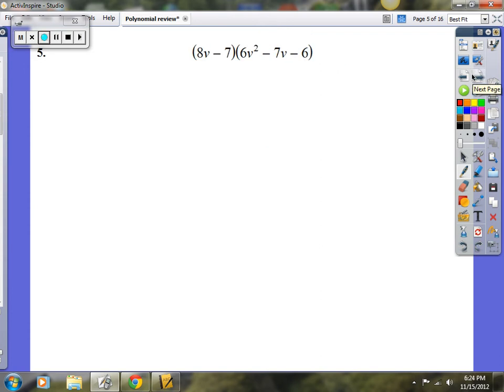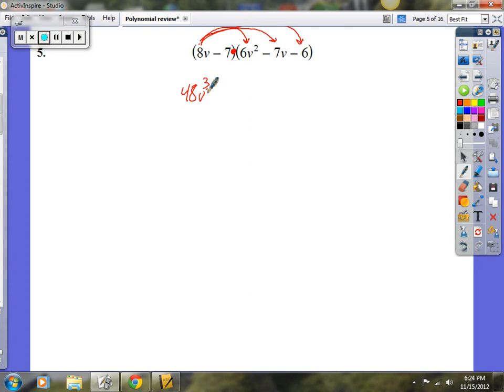Number 5, okay, same thing. You've got a group and a group, so in here you got a binomial, here you got a trinomial, and between the groups there's kind of an invisible multiplication sign. So this is a times problem. It's a distributive property. You need to multiply each of the 3 terms by 8v. So 8v times 6v is going to be 48v cubed.